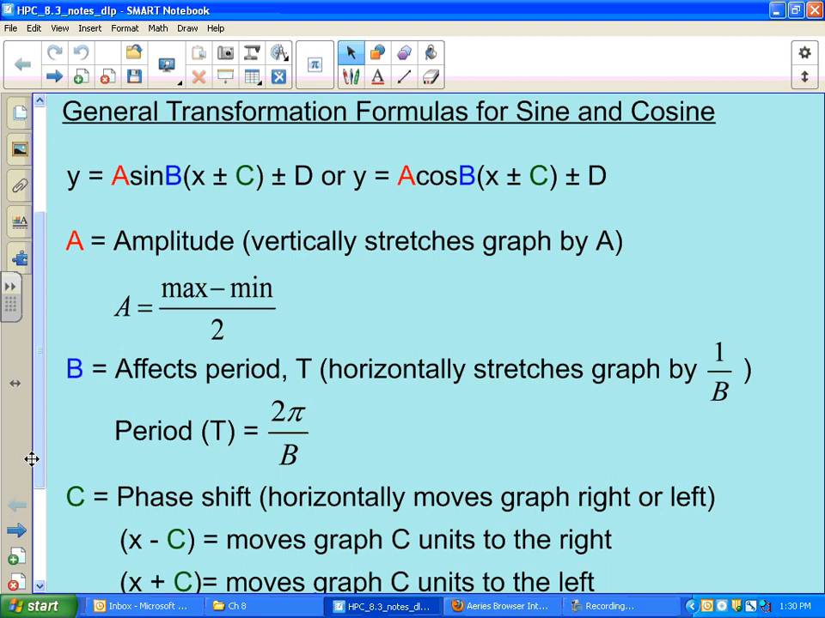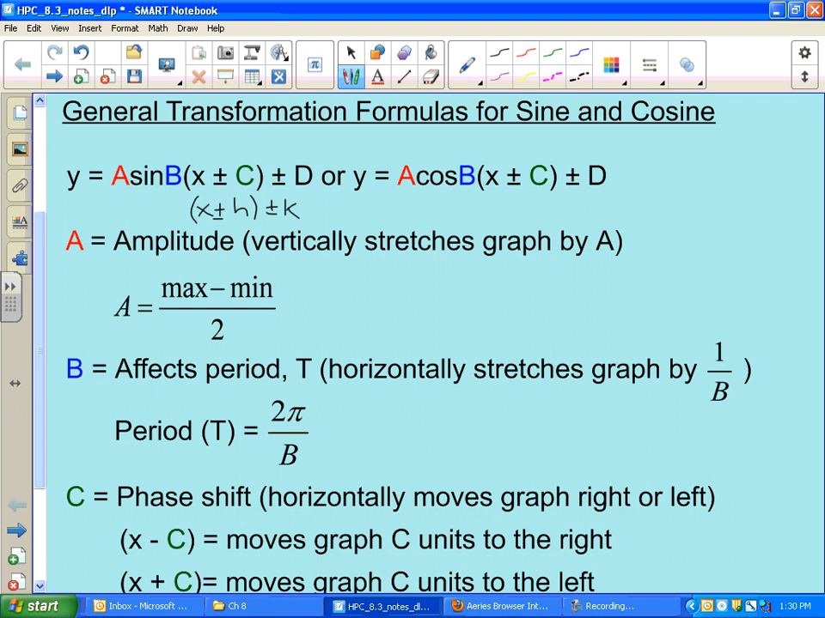So here's our generic equation: y equals A sine B, x plus or minus C, plus or minus D, and then the same thing can happen with a cosine. So if I were to change these C and D's into H's and K's, would you know what they're supposed to do? What would they do? What about those? What am I doing to those points?